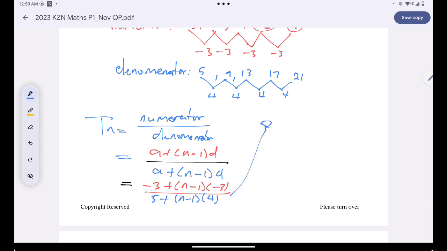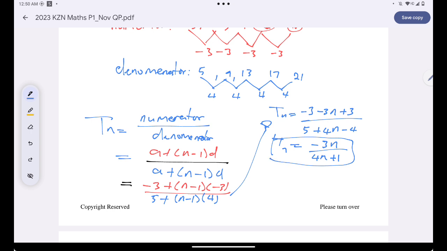Let me continue writing here. Tn is equal to, I will have negative 3 minus 3n plus 3 all over 5 plus 4n minus 4. So this is simply negative 3n all over 4n plus 1. This is the value of the nth term.